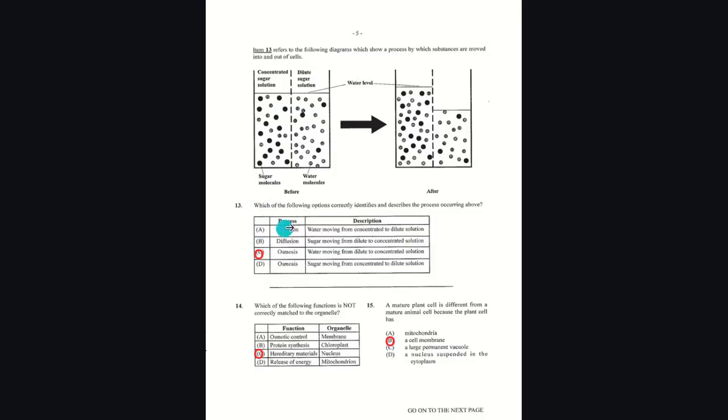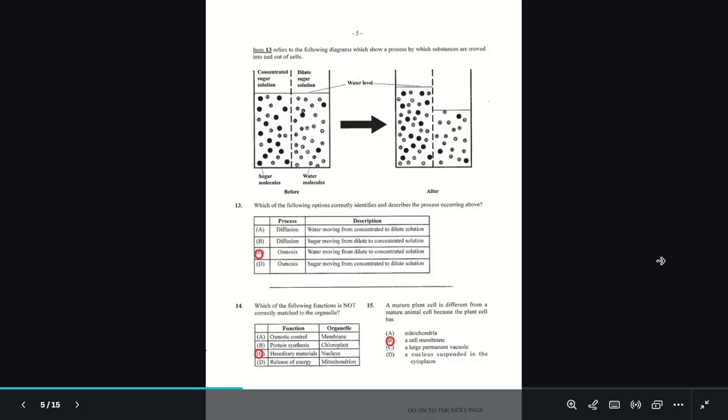So number 13 says this: which of the following options correctly identifies and describes the process occurring above? We have A, diffusion, water moving from concentrated to dilute solution. B, diffusion, sugar moving from dilute to concentrated solution. C, osmosis, water moving from dilute to concentrated solution. And then D, osmosis, sugar moving from concentrated to dilute solution. So essentially, the answer is going to be C. We know it's osmosis, and it's not the sugar that's moving, it's actually the water. That is why C is the answer.